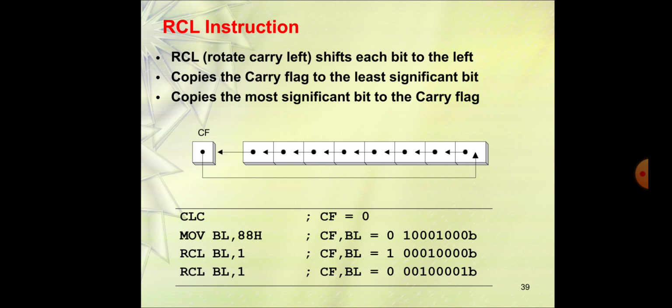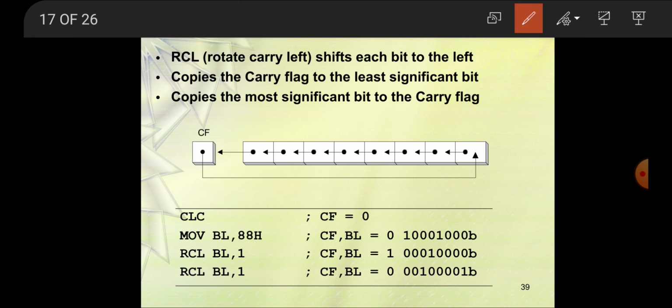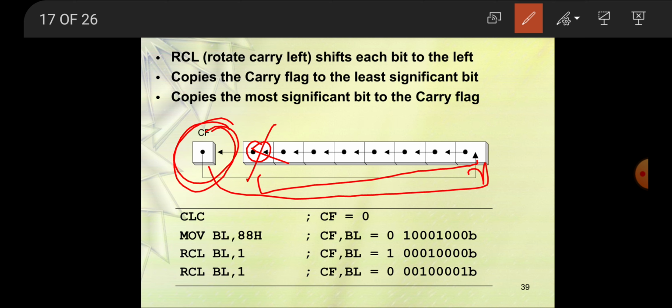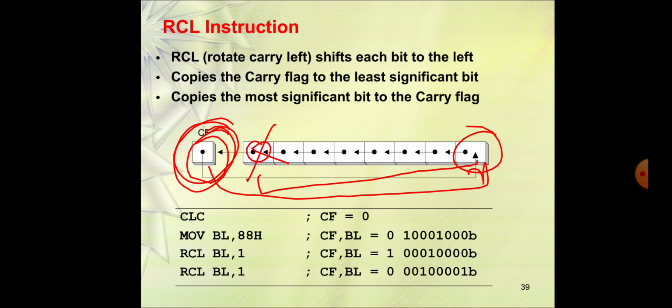Now RCL, it is just the opposite instruction. Rotate carry left shifts each bit to the left and copies the carry flag to the least significant bit. What happened in the previous slide, in rotate left or rotate right, is that the shifted-out bit gets copied here, but now it is your carry flag, not this bit, that gets copied. Whatever is in the carry will be copied into the last bit. This is the difference between rotate left and rotate with the carry.